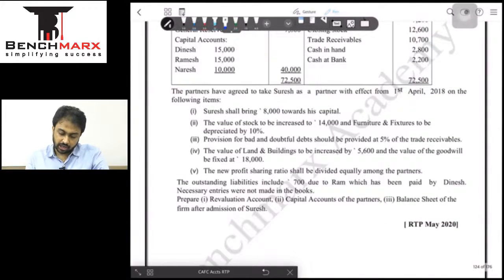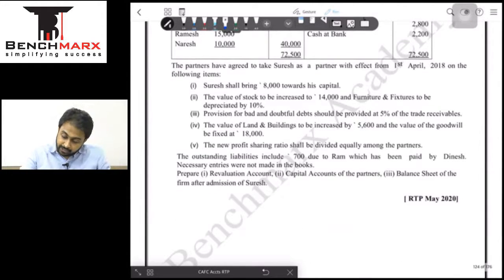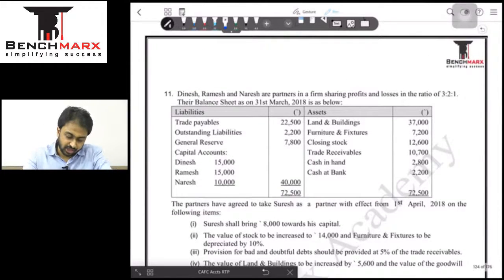Alright, so let us start question number 11 please. बड़ा क्वेश्चन लग रहा है, देखते कुछ इंपॉर्टेंट इंटरेस्टिंग है क्या. चालू करेंगे. Let us start please. Question number 11 and appears to be from the RTP of May 20. D, R and N are partners in the PSR of 3:2:1.